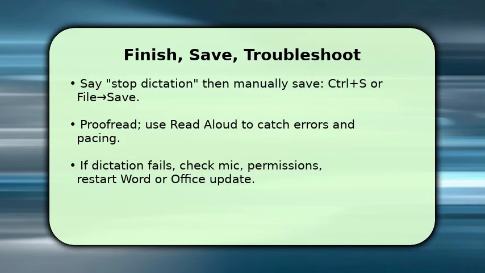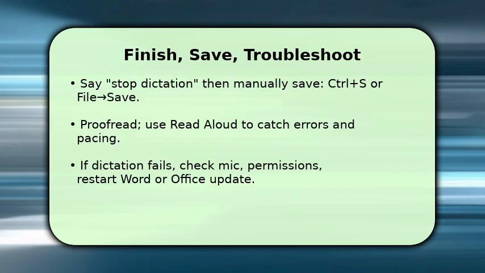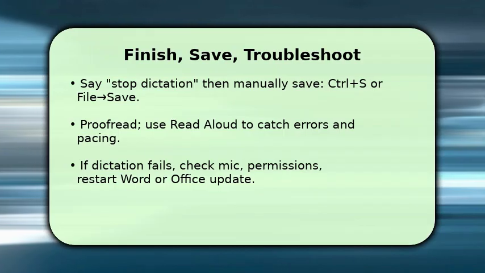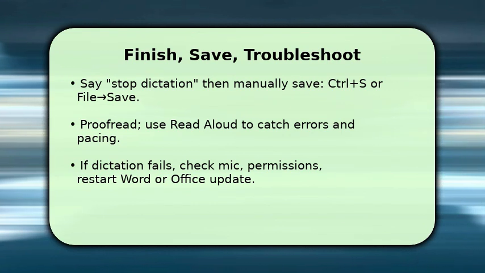Finish by saying Stop Dictation or clicking the Dictate button, then save your work with Ctrl+S or File, right arrow Save. You should proofread the dictated text. Use Read Aloud to hear pacing and catch homophone errors. Make sure to adjust formatting manually if needed. If speech recognition stalls, check microphone permissions, input device selection, and internet connection, then restart Word or apply Office updates. As a quick tip, toggle the microphone off and on to reset the stream before redictating to avoid repeated errors.